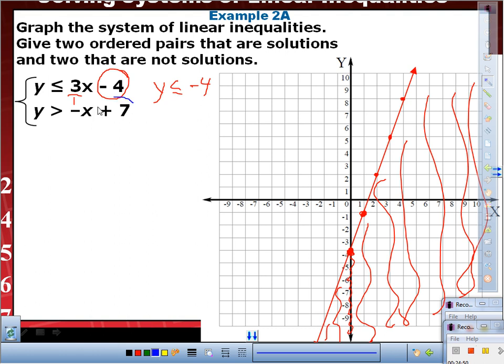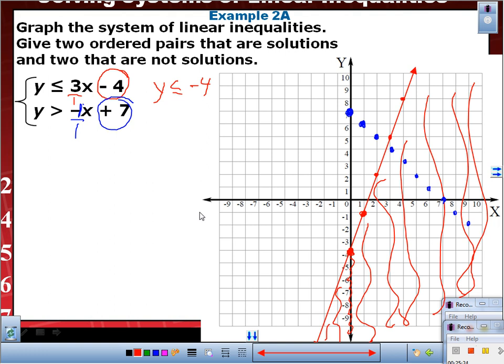Let's graph this one. Where do I start? Positive 7 on the y-axis. There it is. What is my slope? Negative 1 over 1. That means one step down, one to the right. Plot your point. Do it again. One step down, one to the right, and repeat. Plot your point. Graph your line. Be nice.